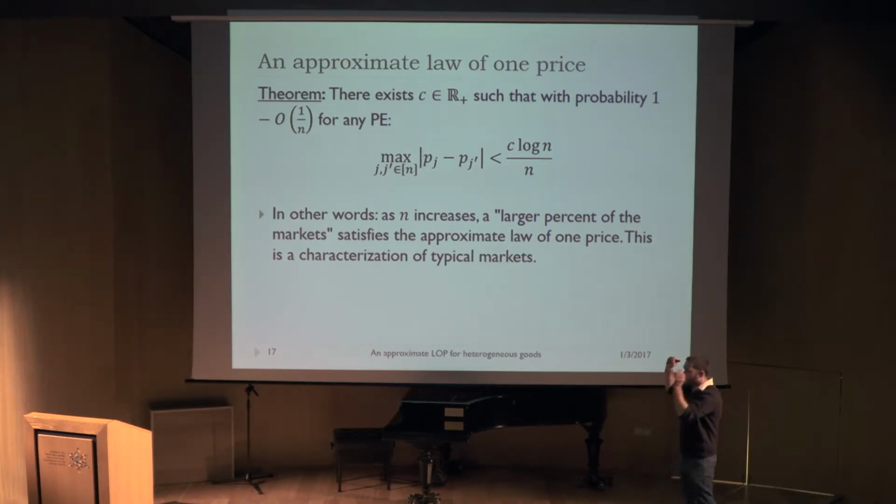So let me just make clear what I mean by with high probability. It means give me a random market, okay? For this specific market, all the price equilibria satisfy this property. So it's not for most price equilibria, it's for most markets. And again, as I said before, you can think about it as holding for almost all the markets as the markets grow large.